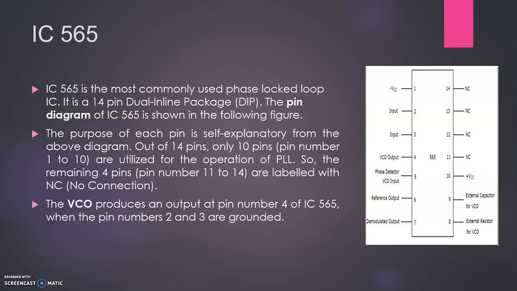IC565. IC565 is the most commonly used phase lock loop IC. It is a dual inline package. The pin diagram of the IC is given on the right, and the purpose of each pin is self-explanatory from the diagram. Out of 14 pins, only 10 pins, pin number 1 to 9 and so on, are utilized for the operation of the PLL. The remaining 4 pins are labeled NC, that is, no connection. The VCO has its output at pin number 4, and pin numbers 2 and 3 are grounded.